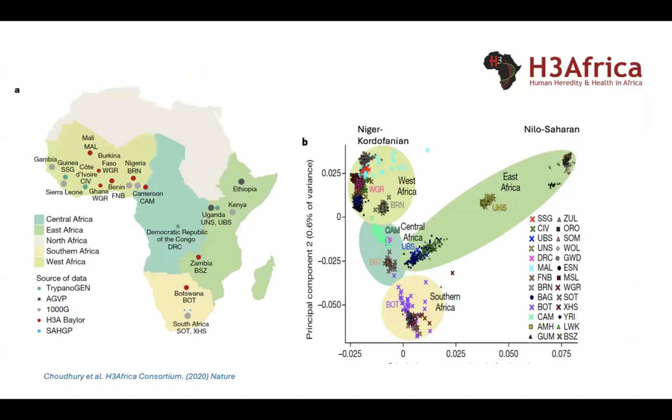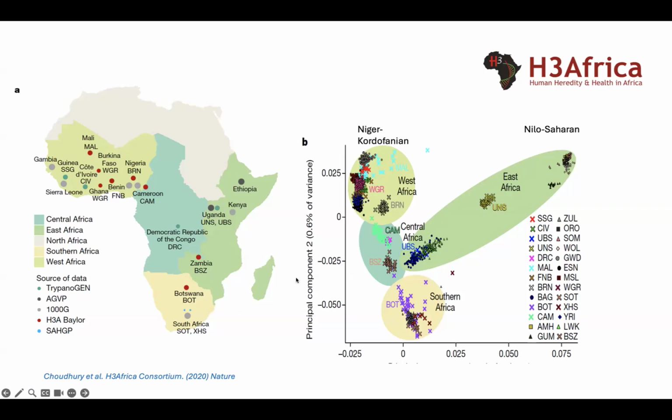And what you can see on the map on the left are the sites where we collected samples. And on the right is a principal component analysis, which is using genetic variation, hundreds of thousands of genetic variants, and reducing that to 2 dimensions. And each symbol is an individual. And of course, those who are closer together means that they are genetically closer together.